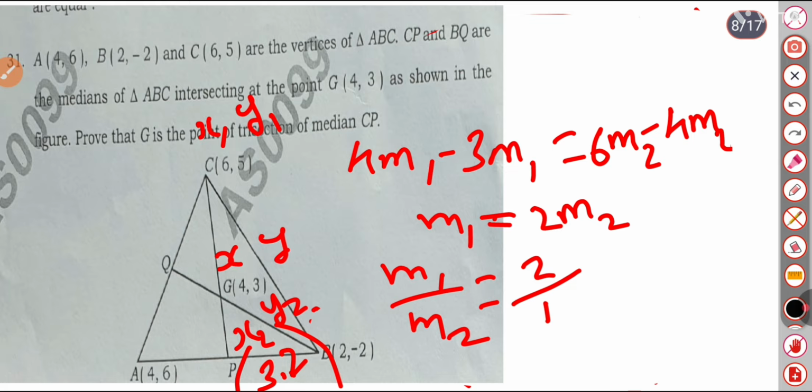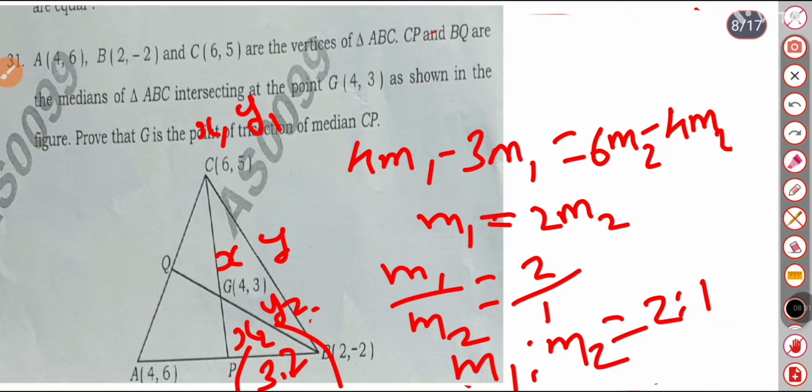So m1, from C to G, the distance is 2, and G to P is 1. So it is a 2 is to 1 ratio. Therefore m1 is to m2 equals 2 is to 1. If the ratio is 2 is to 1, G is the point of trisection of median CP. It divides it in a 2 is to 1 ratio. So it is the trisection of median CP.